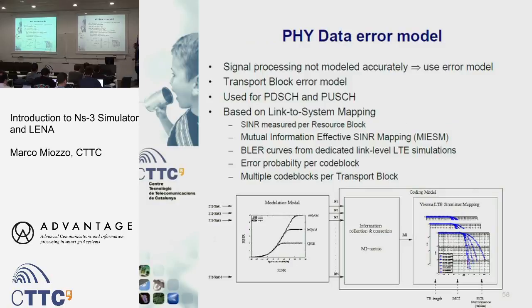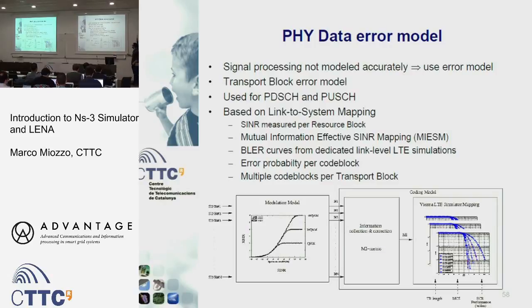Now we go to the data error model. In this case, since we are talking, as I told you before, about a network simulator, we consider to use what is called the link-to-system mapping technique. So we cannot rely on the real transmission chain because it might be too computationally complex. Actually, there are a couple of examples of people trying to do it in WiMAX and Wi-Fi, and the network simulation was too slow. At the end, they were able to simulate just a couple of links, so it was not actually a network simulator at all.